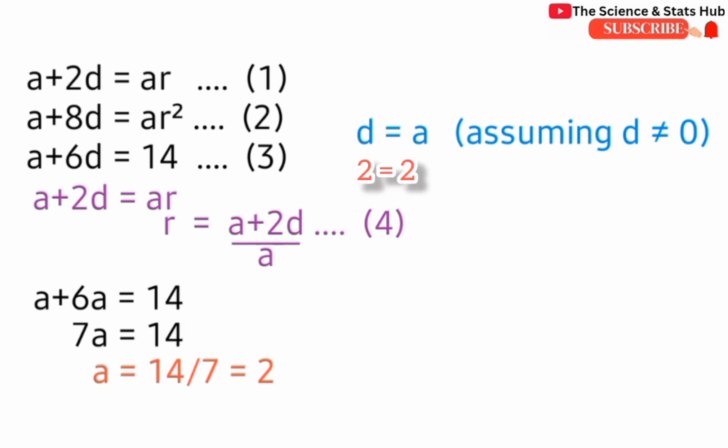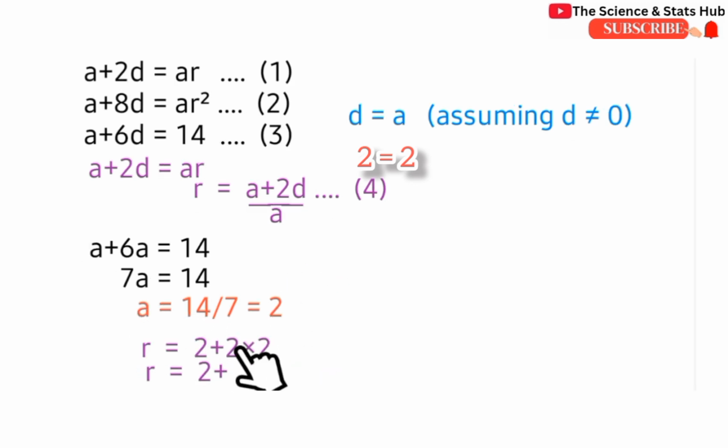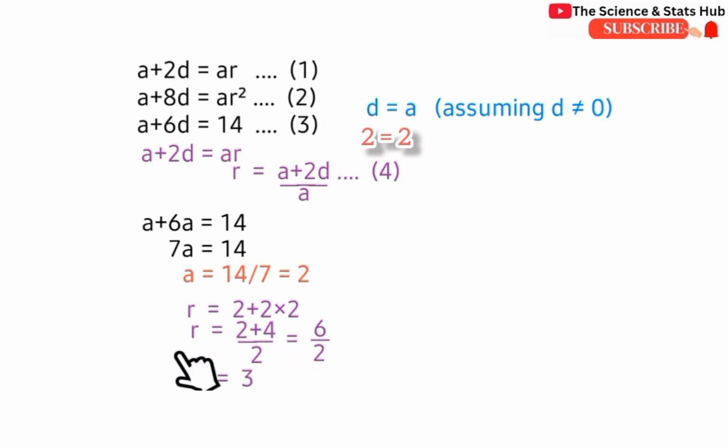Now let's derive our value of R by fixing 2 as the value of A in equation 4. R equal A plus 2 multiplied by D, all divided by A. Remember, we said D is equal to A, so in place of D, we substitute the value of A, 2. So 2 plus 2 multiplied by 2, divided by 2. 2 plus 4 divided by 2, 6 divided by 2. So the R value is 3.